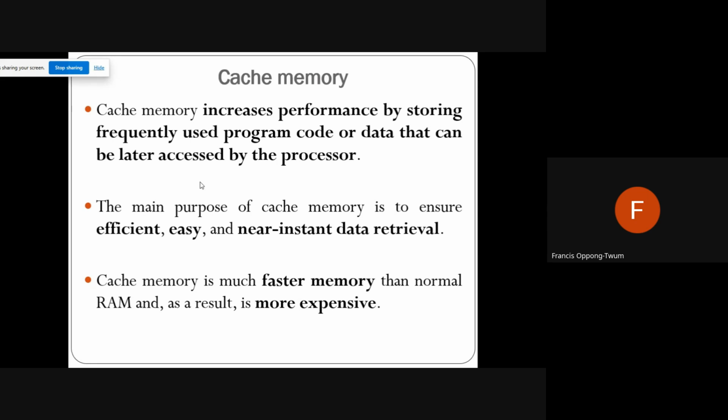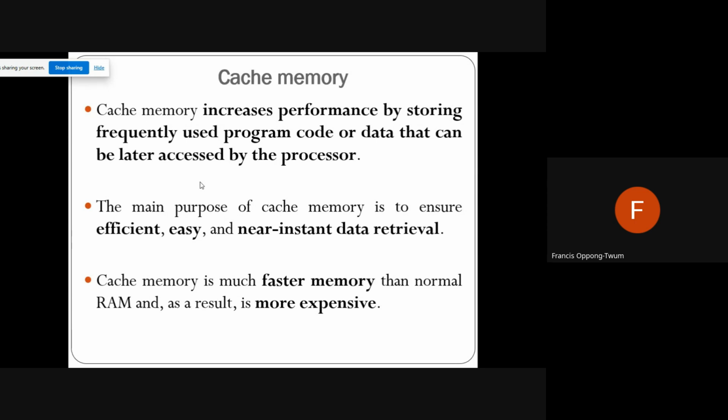The cache memory. On top of the main memory, we are talking about what we call cache memory. And I think some of you have heard about it before. What is the purpose of the cache memory? The cache memory increases performance by storing frequently used program code or data that can later be accessed by the processor. So the main purpose of the cache memory is to ensure efficient and near-instant data retrieval.